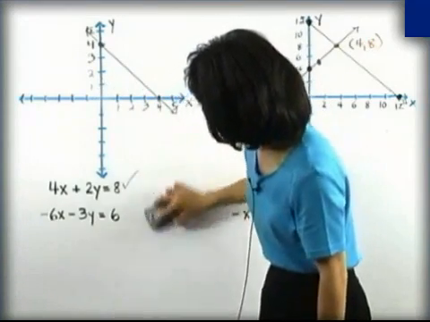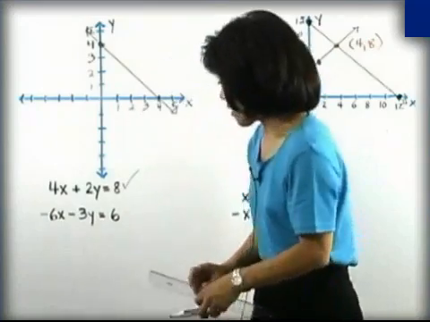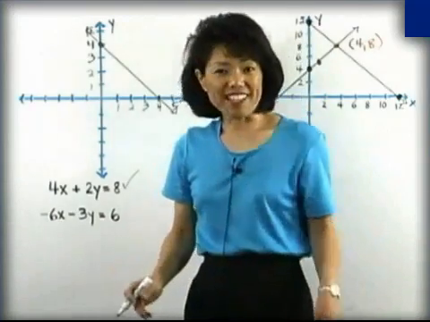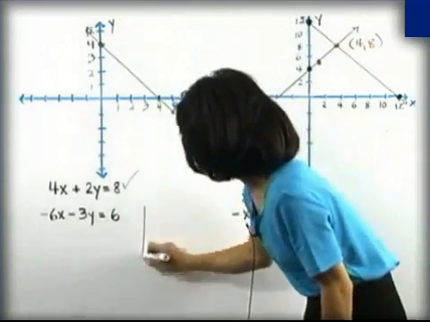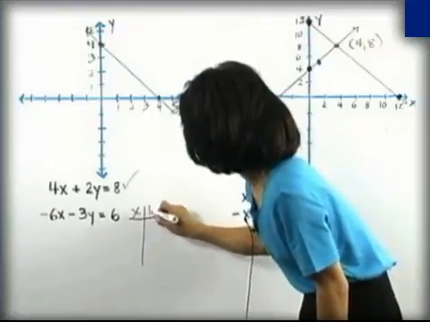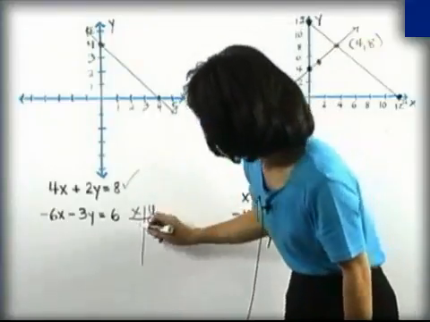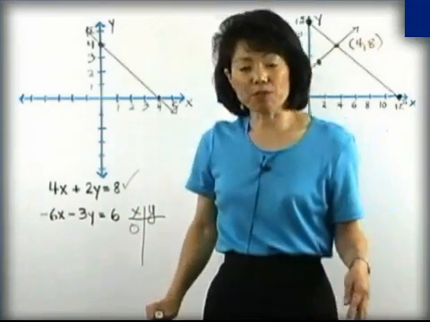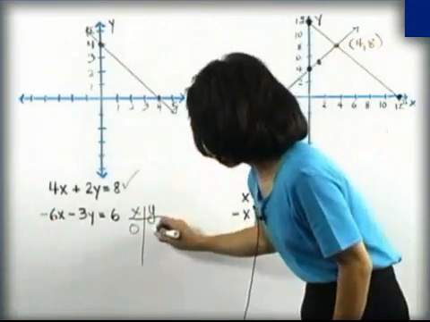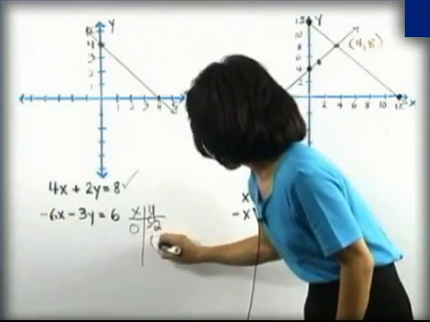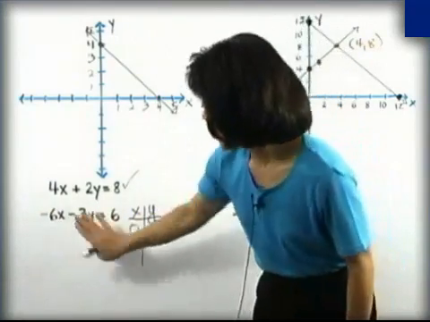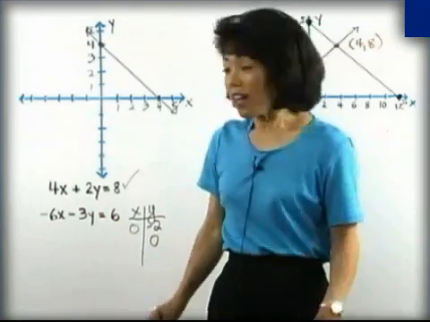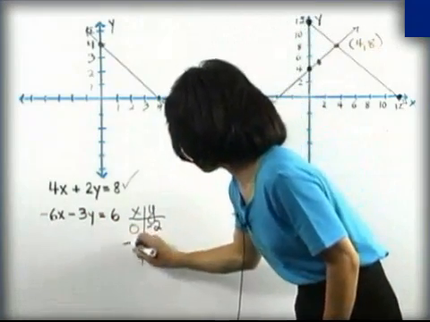Now I look at my second equation and I see that it's negative 6x minus 3y is equal to 6. Let's see what happens in this case. Again, I'm going to choose a couple of points. I'm going to let x equal 0. When x is equal to 0, I see negative 3y equals 6, or y is equal to negative 2. If I let y equal 0, I have negative 6x equals 6, or x is equal to negative 1.